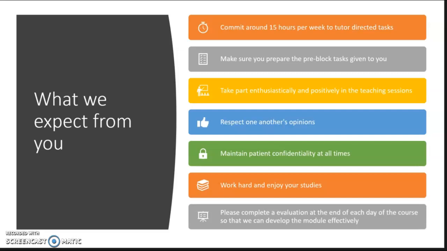It's really useful to use examples of practice within modules like this because it enhances the learning and it enhances the experience for everybody in the room. But please make sure that you maintain patient confidentiality. Work hard and enjoy your studies. And please complete the evaluations at the end of each day of the course. I've included a Google form in the folder for each day's teaching. This is just so that we can change the teaching and change the module based on your feedback to make sure it's as good a learning experience as we can make it for now and for the future.